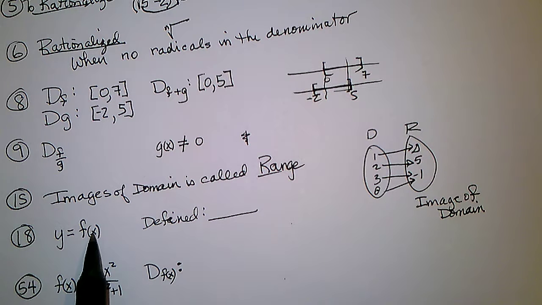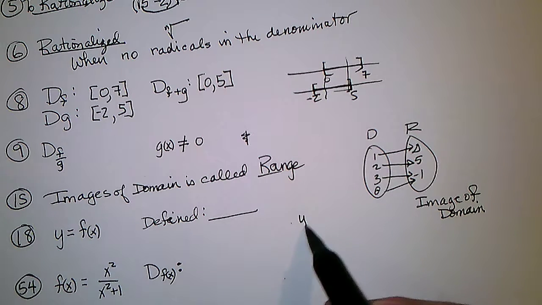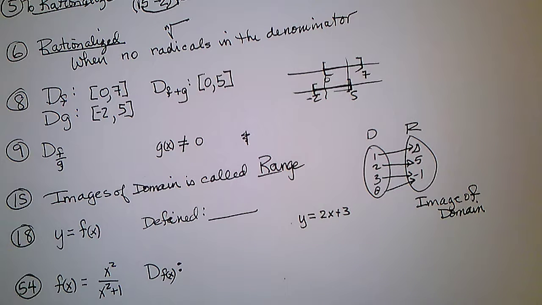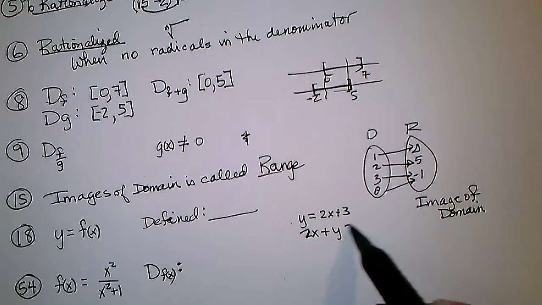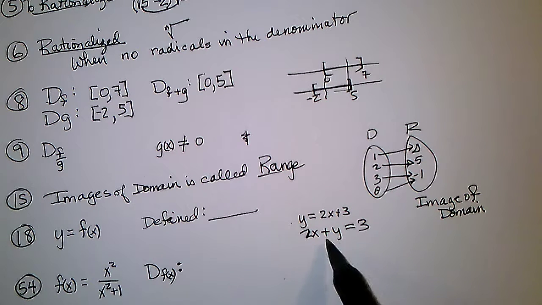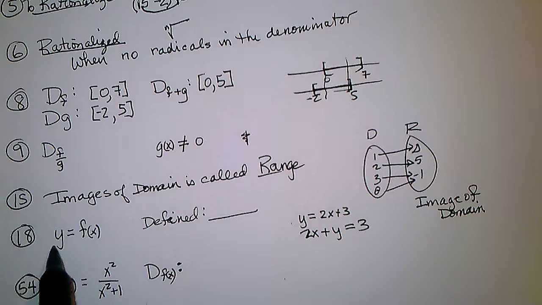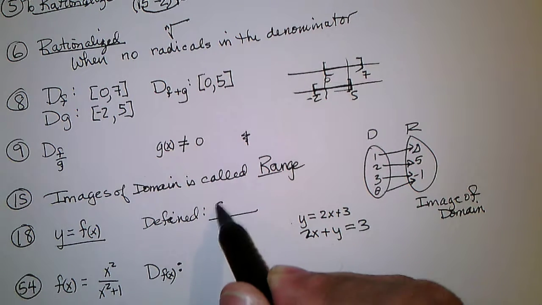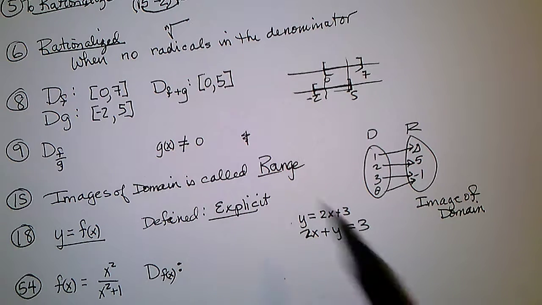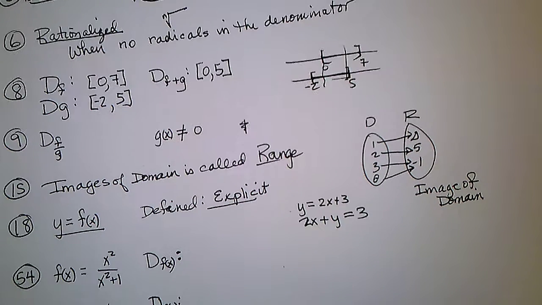So if y equals f of x, then y is by itself, or f of x is by itself. If it's written y equals 2x plus 3, that's explicit. But if it's 2x plus y equals 3, then y is not solved for, and that would be implicit. So this kind of thing is an explicit function, defined explicitly.